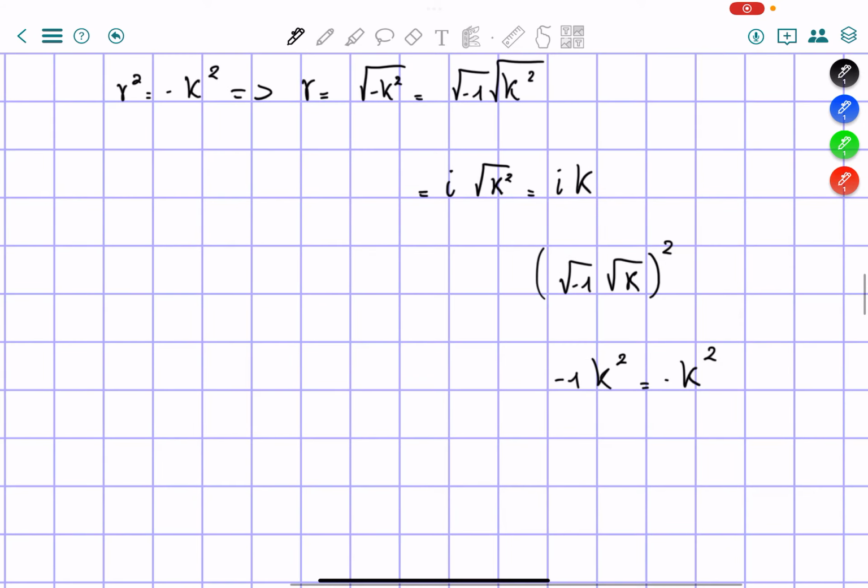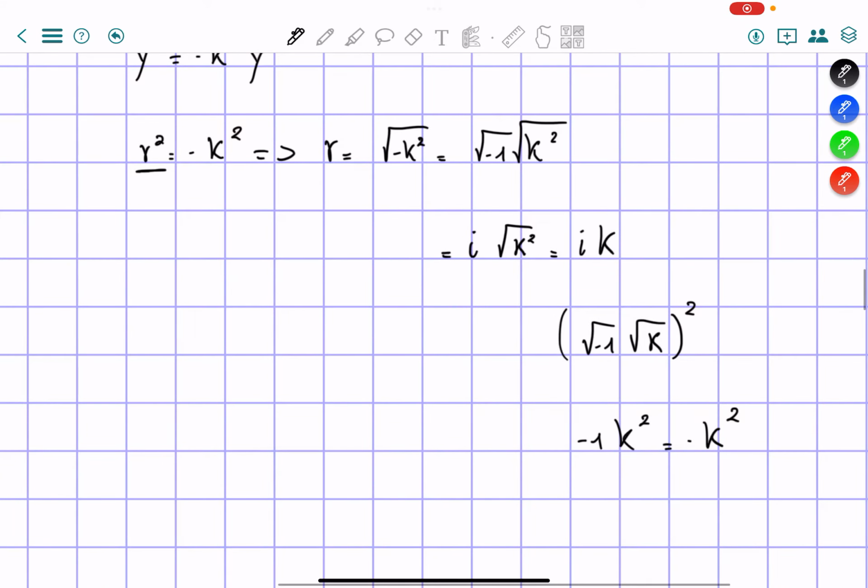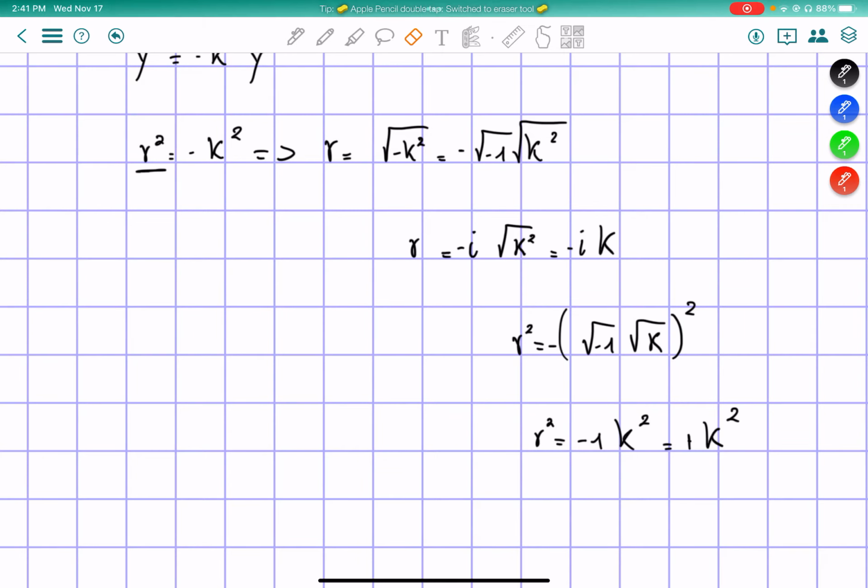And if I plug it in our solutions, I get that r squared, which is what we did, because this is simply r, works. But if I instead put a negative in front, then everything will have a negative in front, and as you can see, I'll end up with a positive, and that doesn't actually solve our equation, because positive k squared is not equal to negative k squared. Okay?